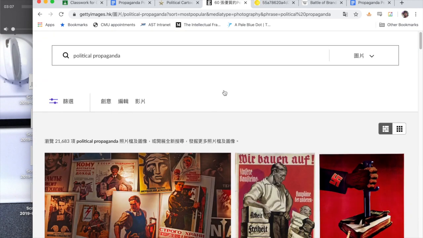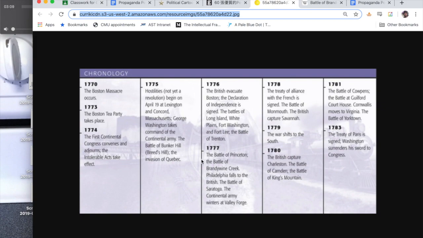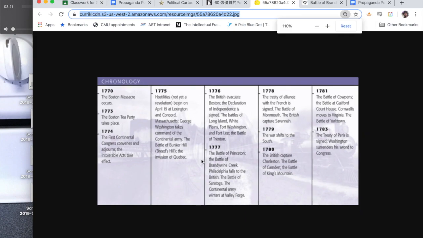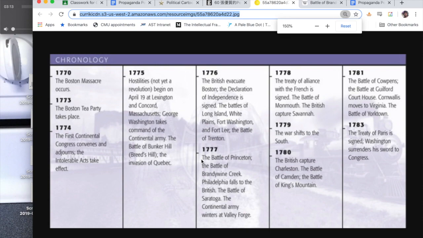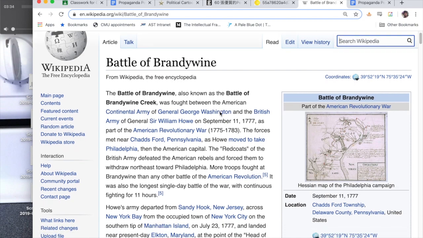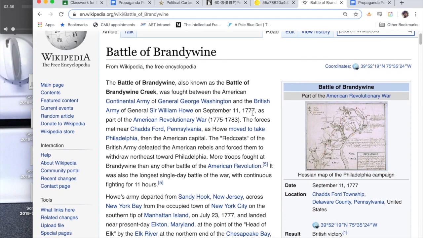Your third link is a timeline. You may need to change the size, but it has different events that happened during the Revolutionary War. And if you already have something in mind, you don't need this, but if you don't, this is very helpful. So I just took one thing, the Battle of Brandywine Creek. I did a Google search and found the Battle of Brandywine Creek. This was a battle in 1777.